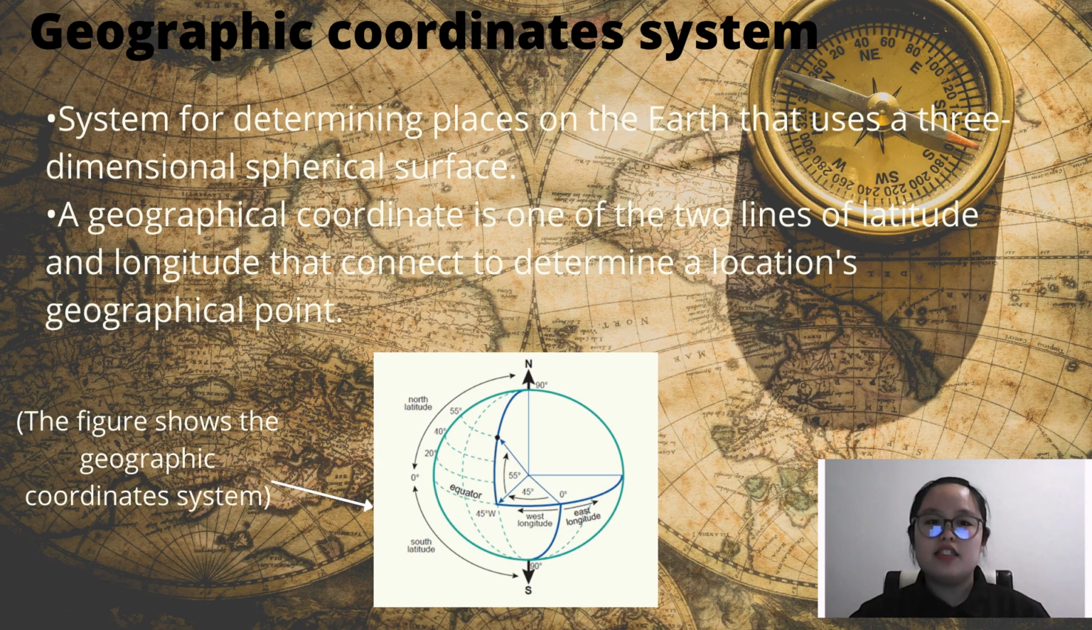Geographic coordinate system for determining places on the Earth that uses a three-dimensional spherical surface. A geographical coordinate is one of the two lines of latitude and longitude that connect to determine a location's geographical point. And the figure shows the geographic coordinate system. The positive latitudes are found north of the equator and range from 0 to positive 90 degrees. And negative latitudes are found south of the equator and range from 0 to negative 90 degrees.